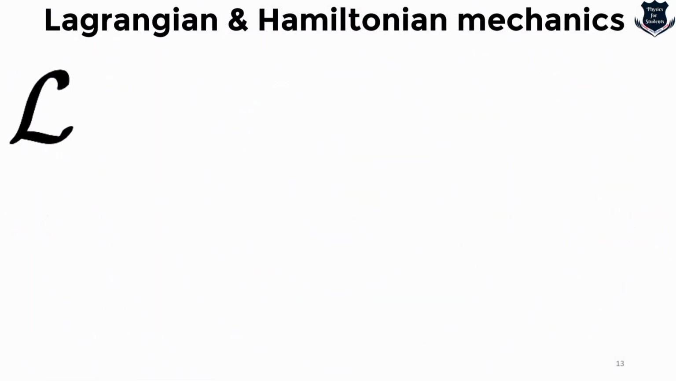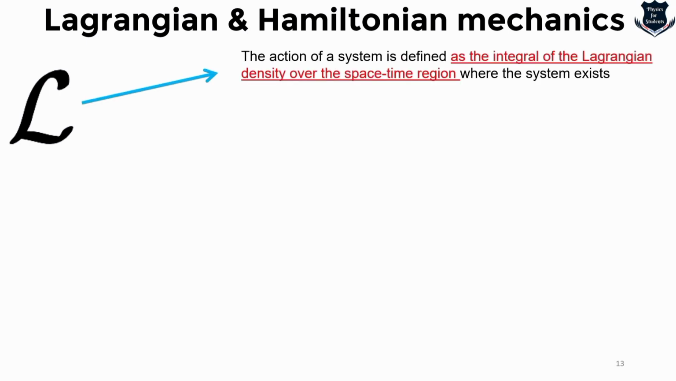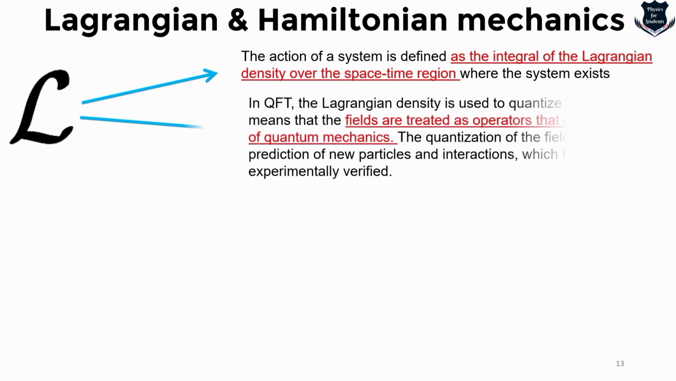Okay, so you see from here, if I take L as the Lagrangian density, the first thing is that we have already seen that it is the integral of the Lagrangian density over the space-time region. The second thing, which is important, is that the Lagrangian density is used to quantize the fields. And what do we mean by quantize? This means that the fields are treated as operators that obey the rules of quantum mechanics.